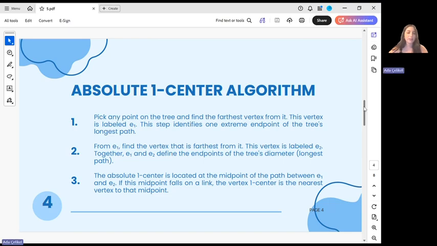Finally, we find the midpoint between E1 and E2. That midpoint becomes the absolute one-center because it minimizes the maximum distance to all other vertices. If the midpoint is not exactly on a vertex, we choose the nearest vertex.